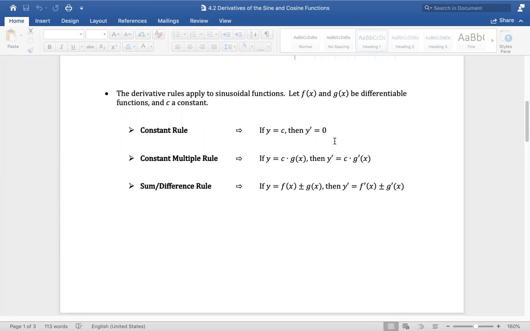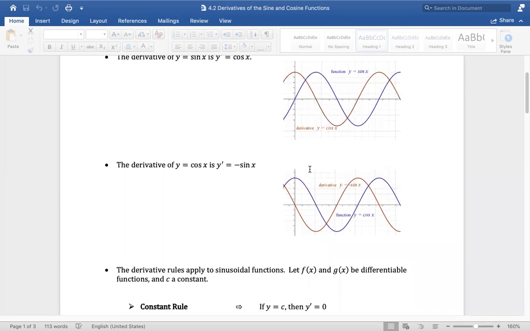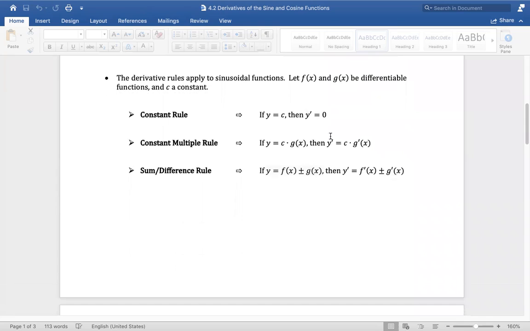The constant multiple rule is if I had a function, y equals c multiplied by g of x, where g of x is a sinusoidal function, a wave curve, so a sine or cosine curve. Then to get the derivative of that, I would keep the constant the same, and just do the derivative of the sinusoidal function, okay? And then we have the sum and difference rule. Those are the only 3 we're going to be looking at for today, and then we'll add on more derivative rules for the next lesson, 4.3. So let's get these under wraps for now.